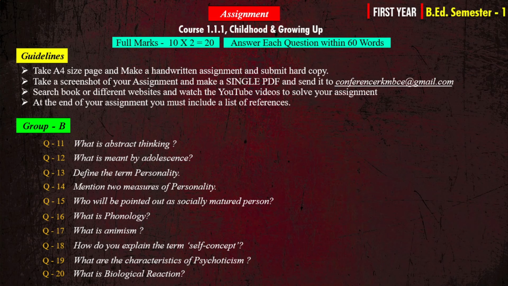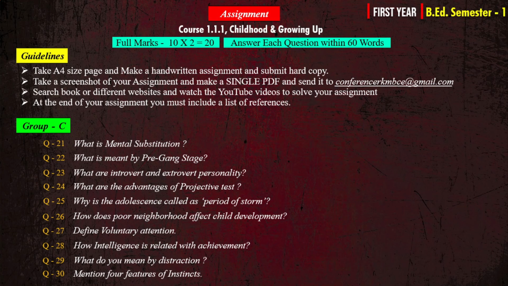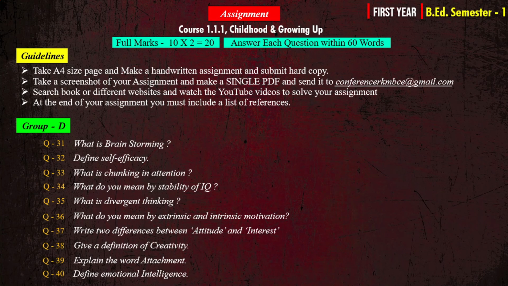Now these are the questions for Group B. Take A4 size page and make a handwritten assignment and submit hard copy. These are the questions for Group C. Take a screenshot of your assignment and make a single PDF and send it to conference@rkmbce@gmail.com. Now these are the questions for Group D.